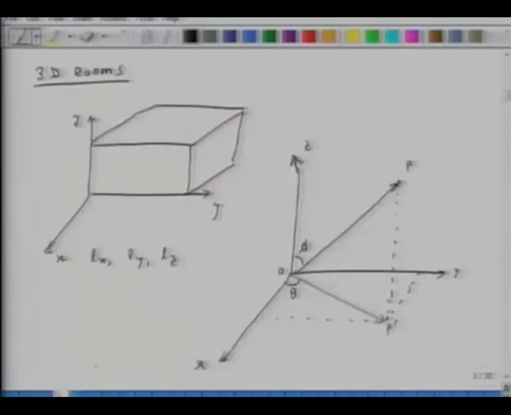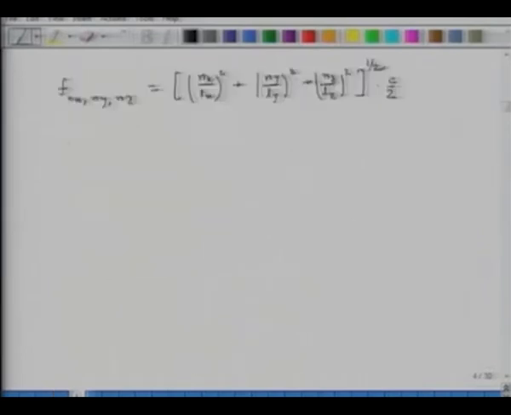So this room is more or less like a 3-dimensional room. It has a little bit of projection, a non-rectangular structure there, but otherwise it is more or less a 3D room. So what I do now is I represent this f Nx, Ny, Nz in 3D space.